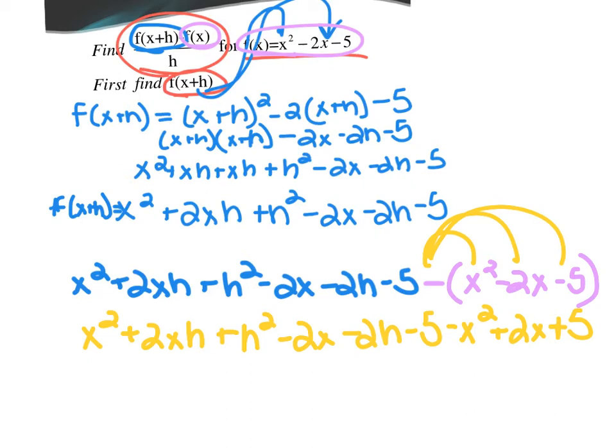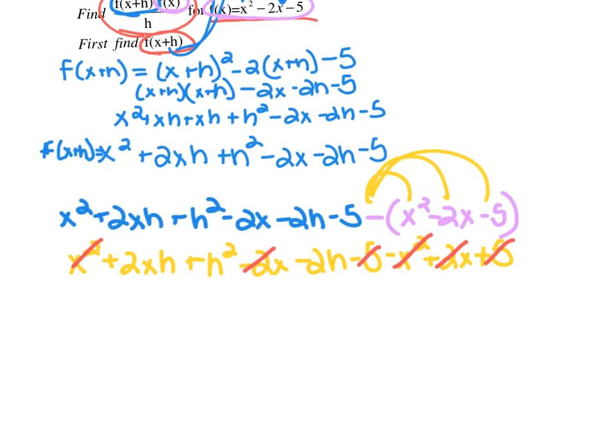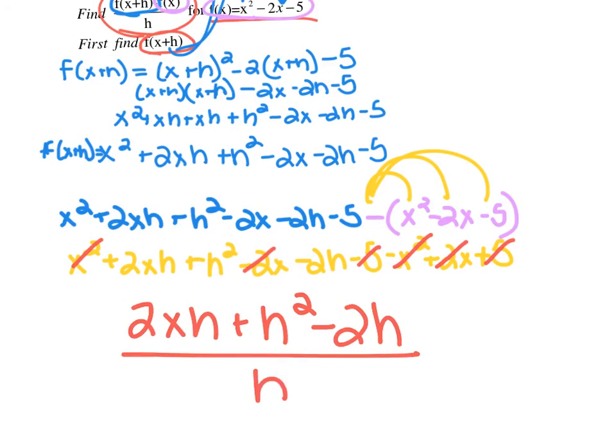Now I'm going to simplify it. So there's a negative 2x and a positive 2x. There's a positive x squared and a negative x squared. And there's a negative 5 and a positive 5. Still with me? And what's the last part of the difference quotient? It goes over h. So I'm going to rewrite this in simplified form. 2xh plus h squared minus 2h all over h.